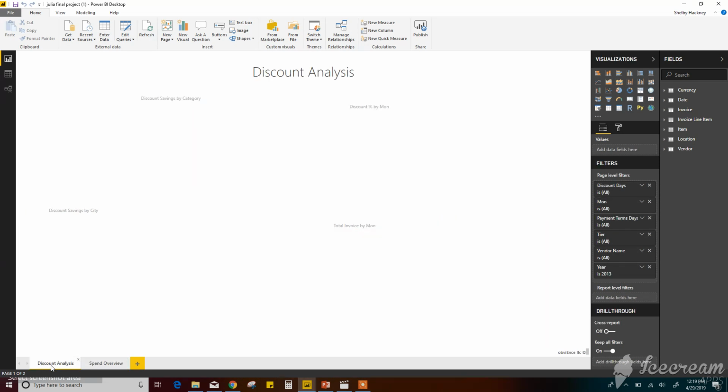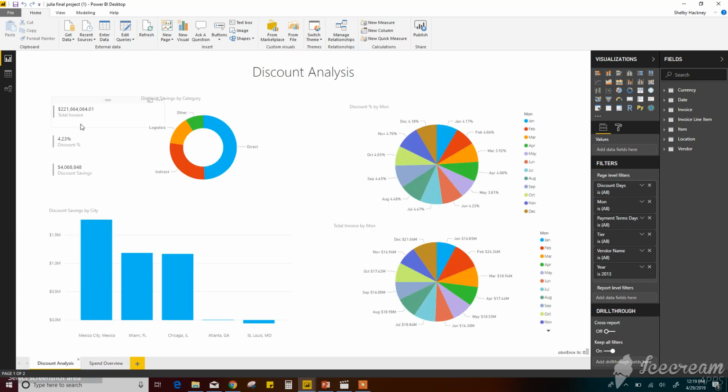So starting with discount analysis, over here we have just these three categories to keep track of where we're at. Here with the total invoice amount, we have the total over the discount percentage, and then we have the discount savings. As we click through these other elements, these will update accordingly.